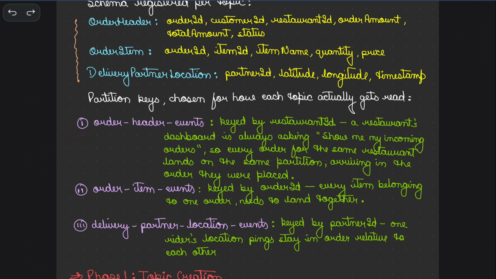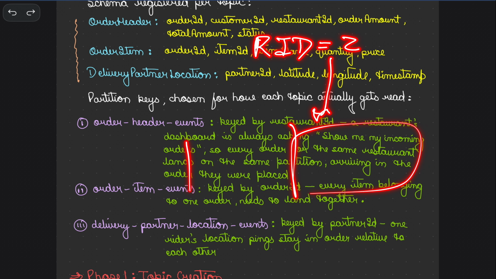Now the first topic: for order header events we have decided that restaurant ID will be our key. Why? Because in the restaurant dashboard, it is always asking show me my incoming orders. So if we are bothered about the restaurant's orders, we want to keep them in a single partition. It's not like restaurant ID 2 will have all its orders spread out across 2 partitions. Why is this a problem? Because Kafka guarantees ordering inside the partition, not across the partitions. This is the reason.